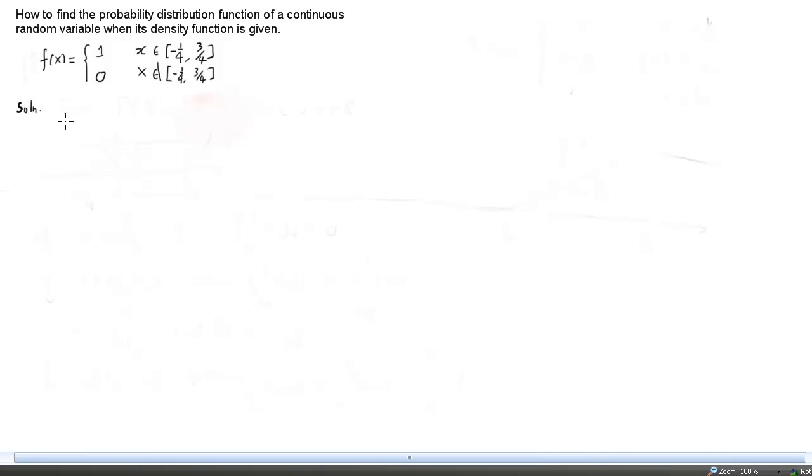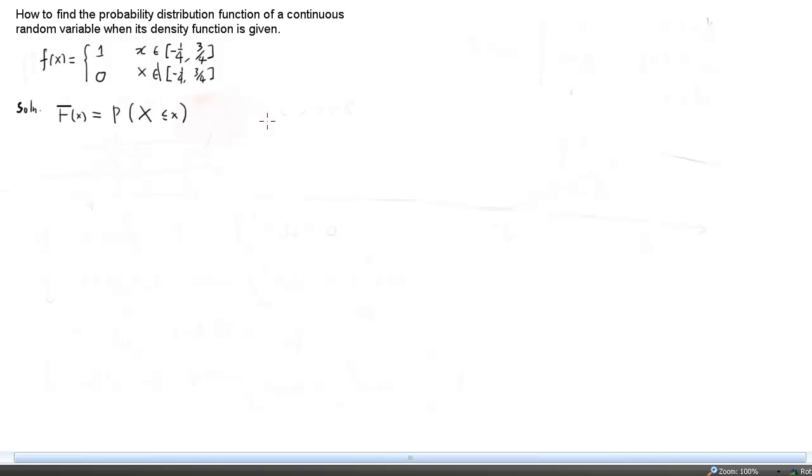Now, let's see how we can find the probability distribution function of a continuous random variable when its density function is given by a simple but piecewise defined function. So first we recall what a probability distribution function is, or how it is defined. According to our definition, this is the cumulative probability for the continuous random variable to be less than or equal to little x.